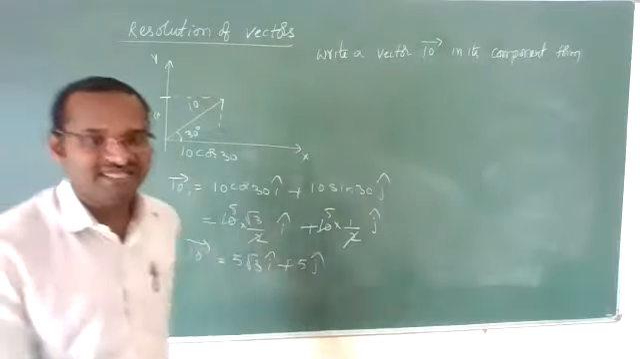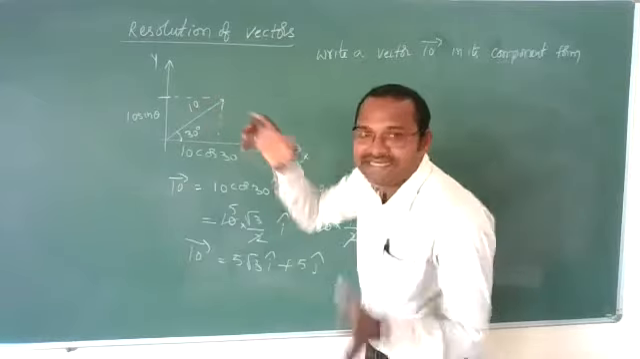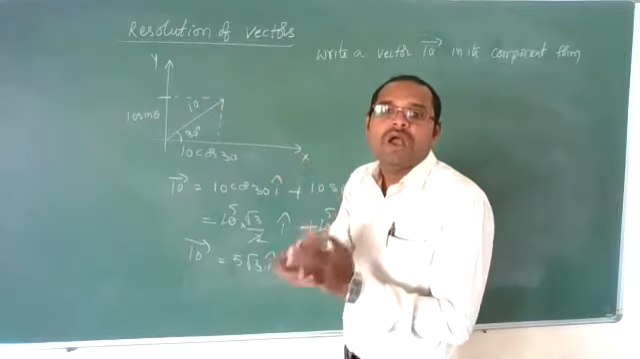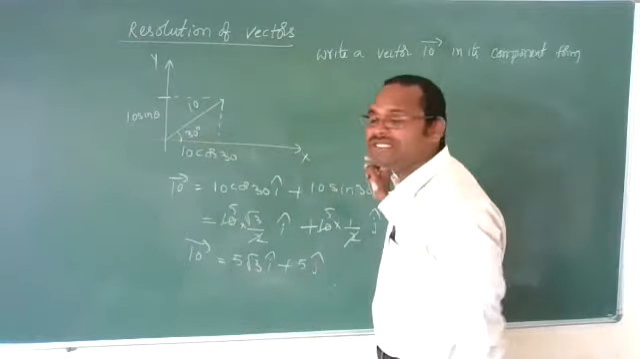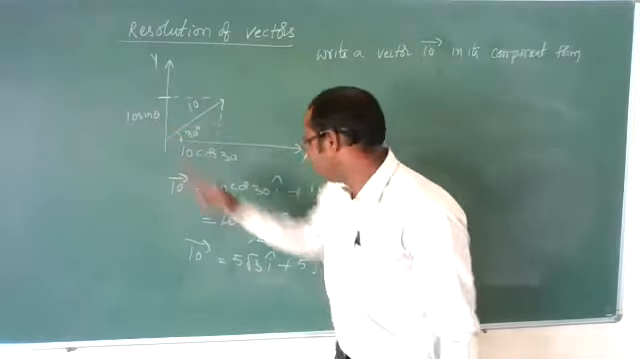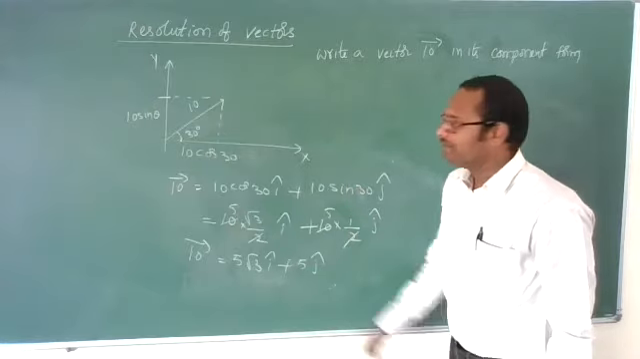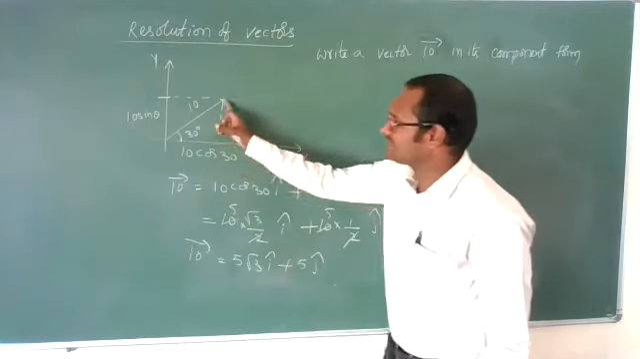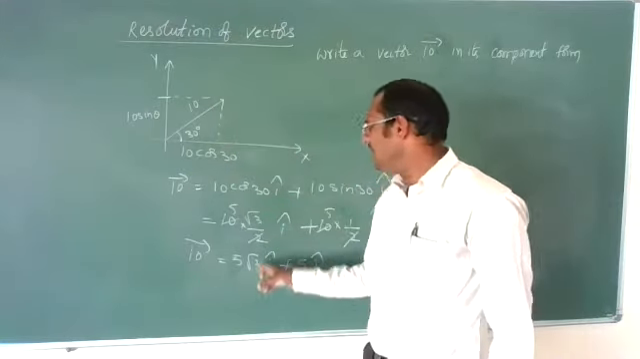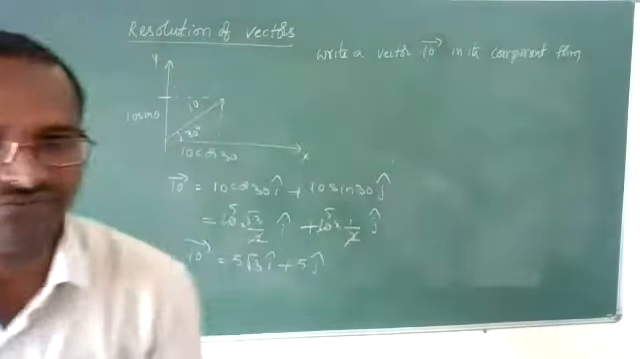The meaning of this is that the vector of magnitude 10 has a value of 5 root 3 along the x axis and a value of 5 along the y axis. Because it is making an angle of 30 degrees, along the x axis its value is 5 root 3, and along the y axis its value is 5.